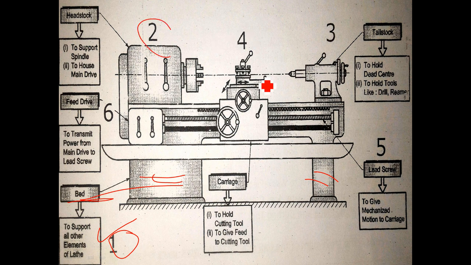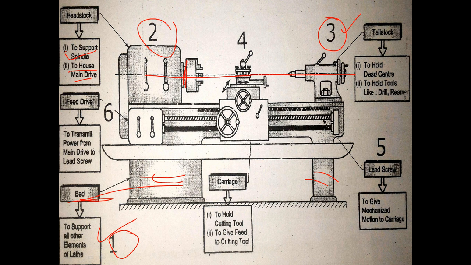Then the second element, very important, is the headstock. It is also called the live center. The headstock function is to support the spindle. This is the spindle. The function of the headstock is to support the spindle and to house the main drive. The third part, opposite to this, is the tailstock. This is the headstock and this is the tailstock. This is also called the dead center.